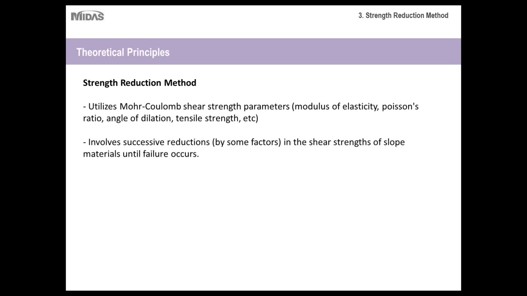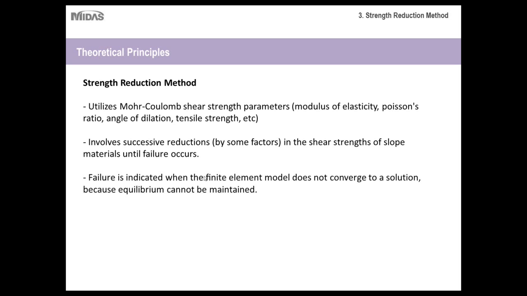Okay, it involves successive reductions by some factors in the shear strengths of slope materials until failure occurs. So in this sense, the strength reduction method is also an iterative process. Typically, when you use any type of numerical modeling program and the strength reduction method is used, the program will increase the level of shear strength reduction in the slope until it fails or until it doesn't converge. And then based on when that failure occurs, that's how the factor of safety is calculated. So essentially it takes the slope and pushes it to its limit, or its breaking point. And once it finds that breaking point, it relates that to your factor of safety.